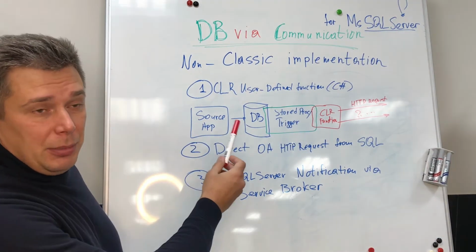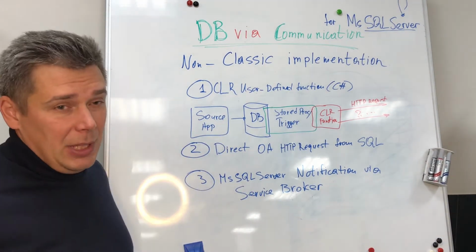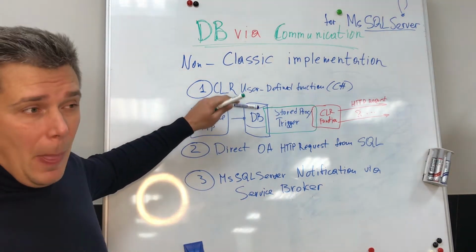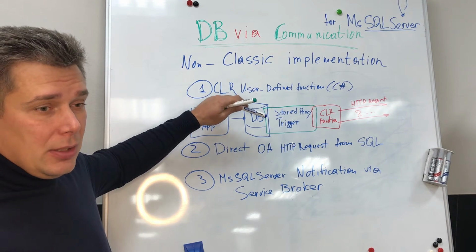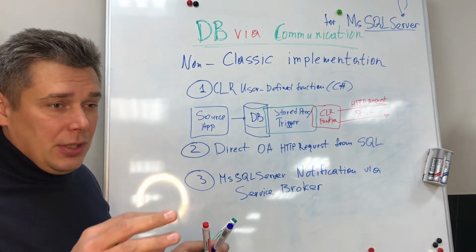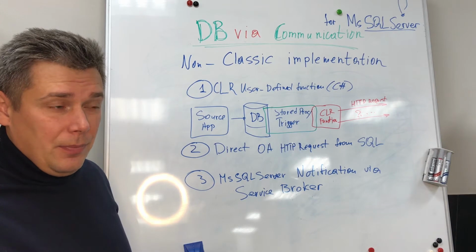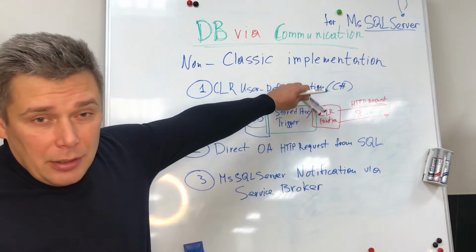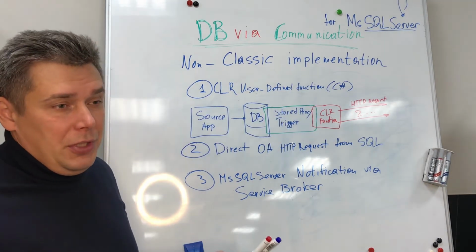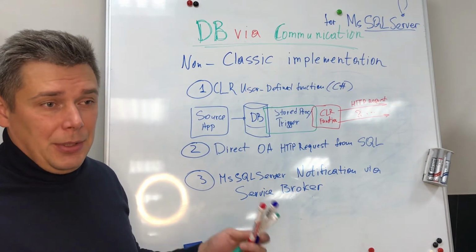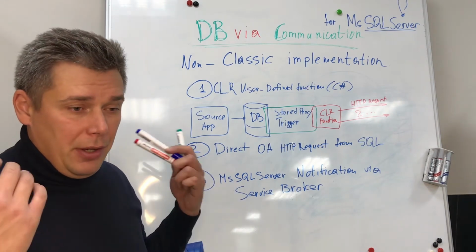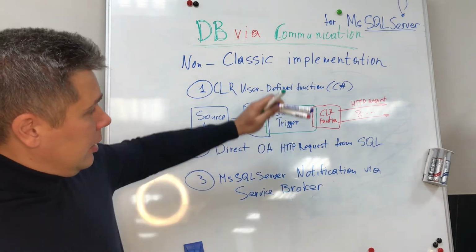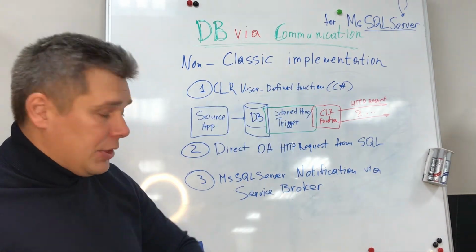How does it work? We have some source application. This source application inserts data into the database, and you know that it can insert using a stored procedure, in which case we can execute our CLR function. Or, if it inserts directly into the table, we can create a trigger that will execute, and inside the trigger's SQL code we can also call and execute our CLR function.